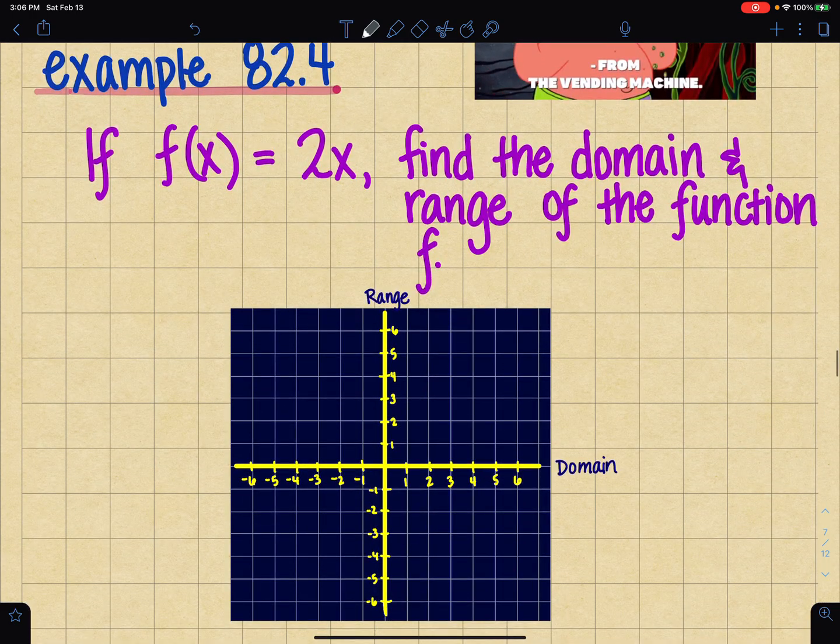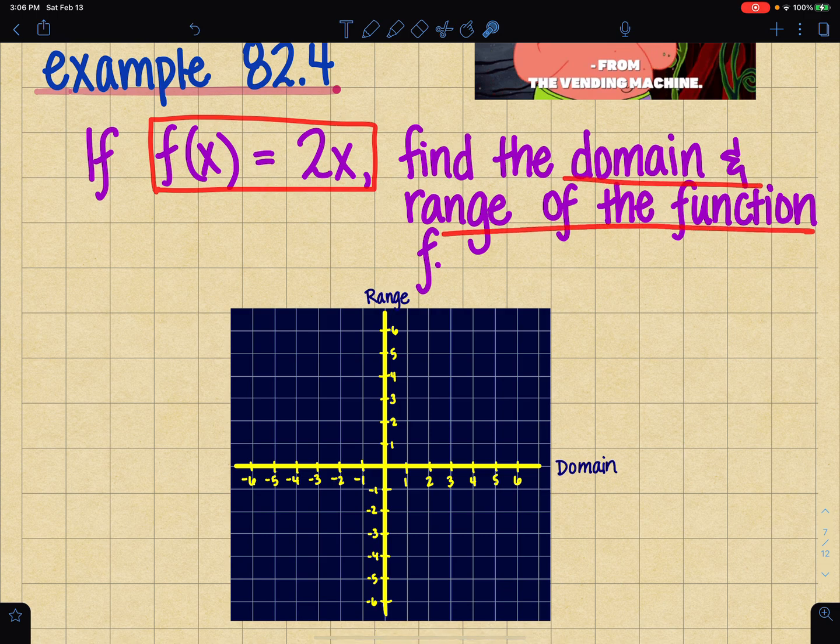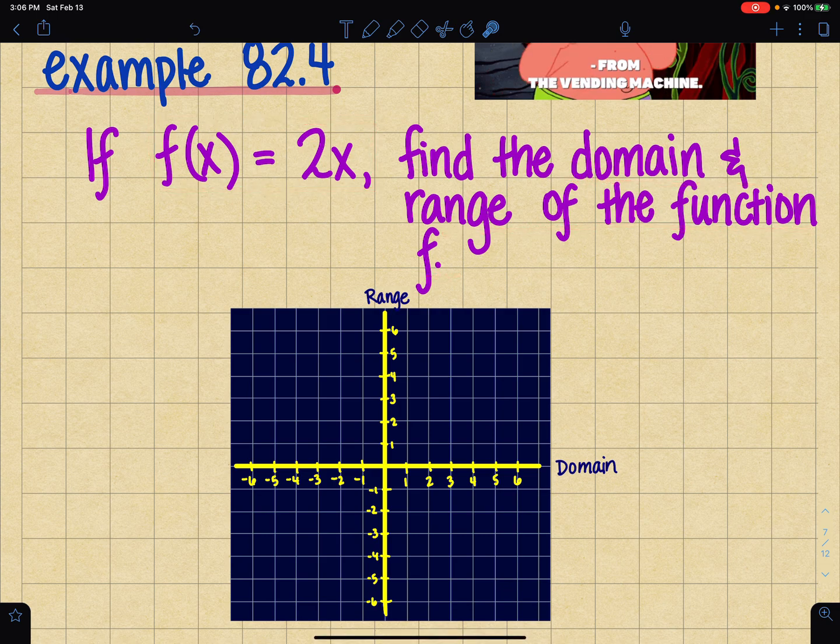Okay, let's do example 82.4. It says, if f of x is equal to 2x, find the domain and range of the function f. Okay, so f of x is equal to 2x. So this is the machine. And it wants to know what is the domain and what is the range of this function.